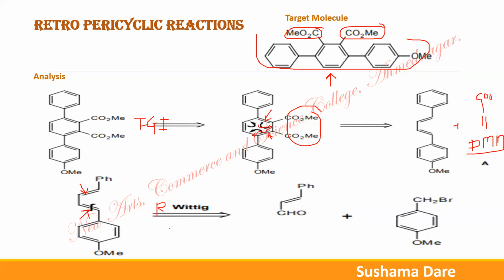Now look here, as we consider this double bond, this is a known compound, that is cinnamaldehyde. So this indicates that this carbon has a carbonyl group and this carbon has a Wittig reagent, that is CH2Br here. So this one is the Wittig reagent, and the other one is the known molecule cinnamaldehyde, so it's not needed to go further with the retro of this.